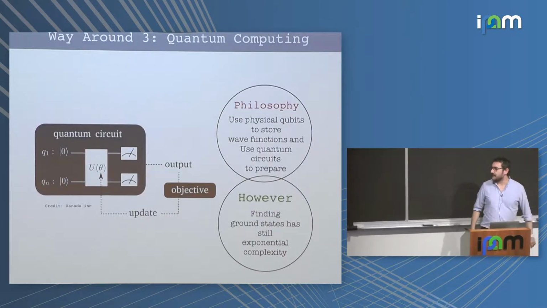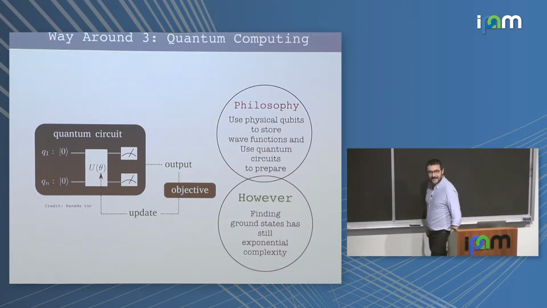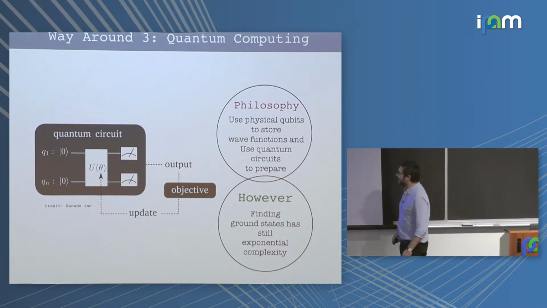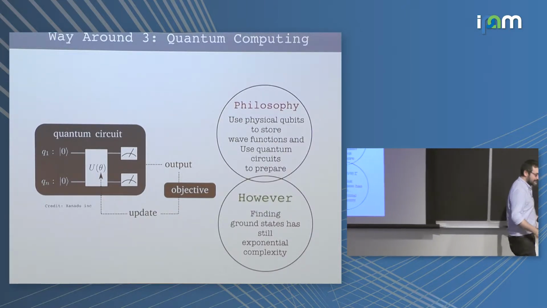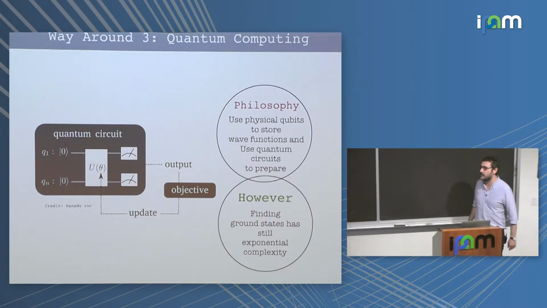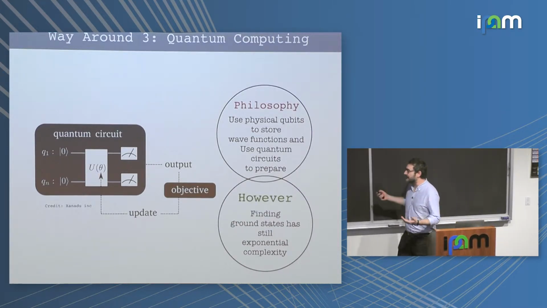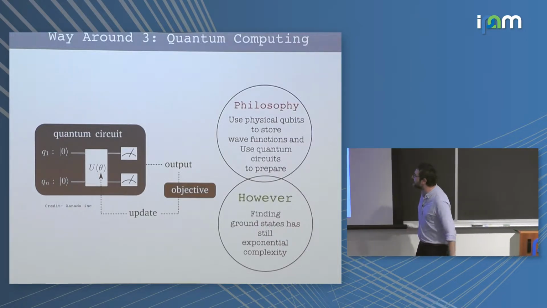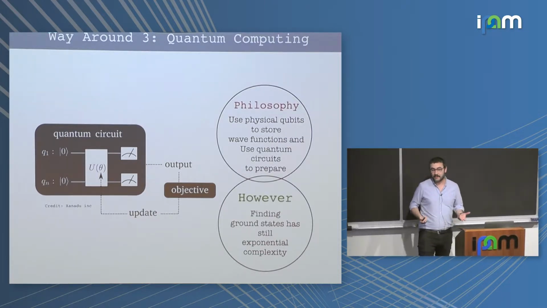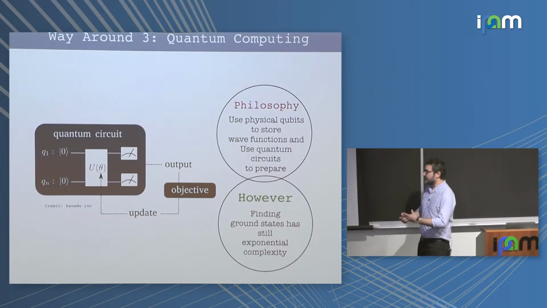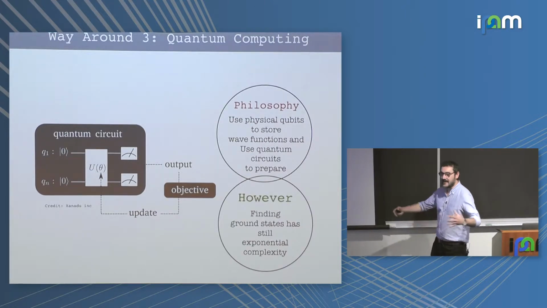Now, the third way around, which is also very popular these days, and which people have been talking about a lot, is to use quantum computing, right? So we have this complexity of the wave function, and we don't want to store it on our favorite classical computer. We want to use physical qubits to store the state of the wave function. In this case, it's clear that this is the best thing you can do. It's optimal in the sense that you would have a scaling of the hardware which is linear with the number of qubits, with the number of electrons, if you want.